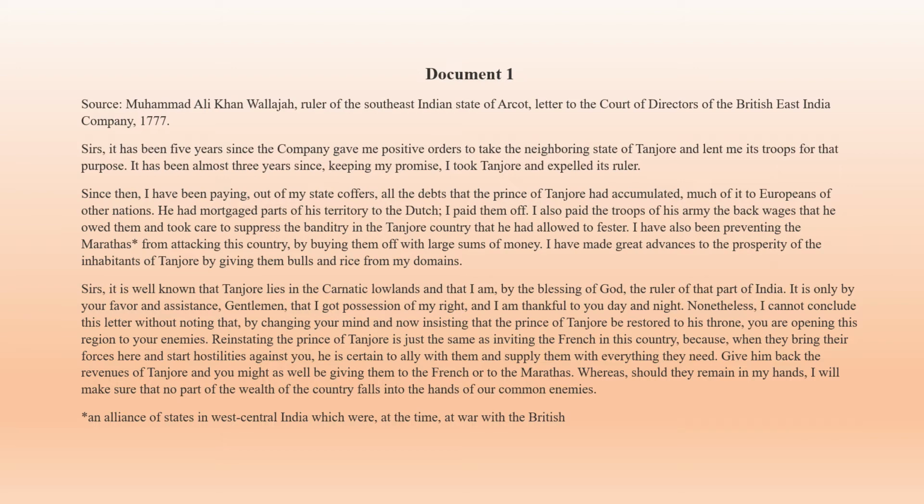He talks about here, let me see where it says, third line, okay? Nonetheless, I cannot conclude this letter without noting that by changing your mind and now insisting the Prince of Tanjore be restored. So here's basically what's happening, okay? He was asked 5 years ago to invade this neighboring state, Tanjore, and take over with troops provided to him by the BEIC, all right, to take over, get things in place, and get things done. And he's done it, and he's writing this letter.